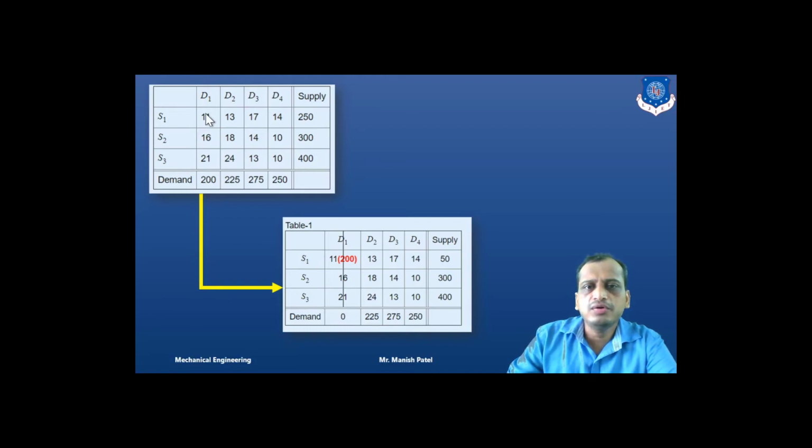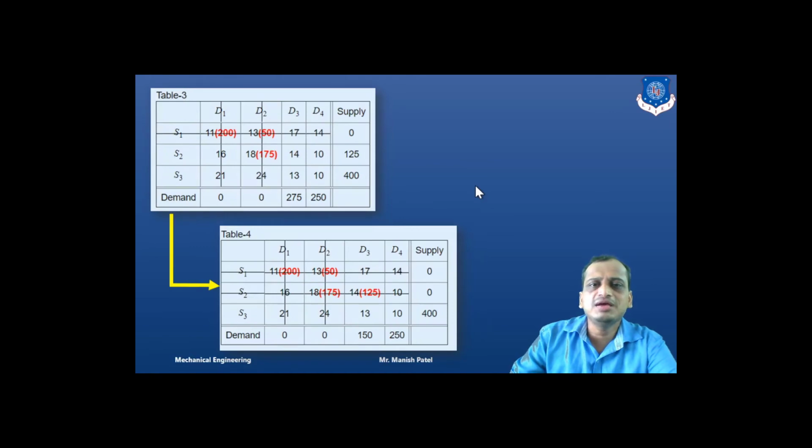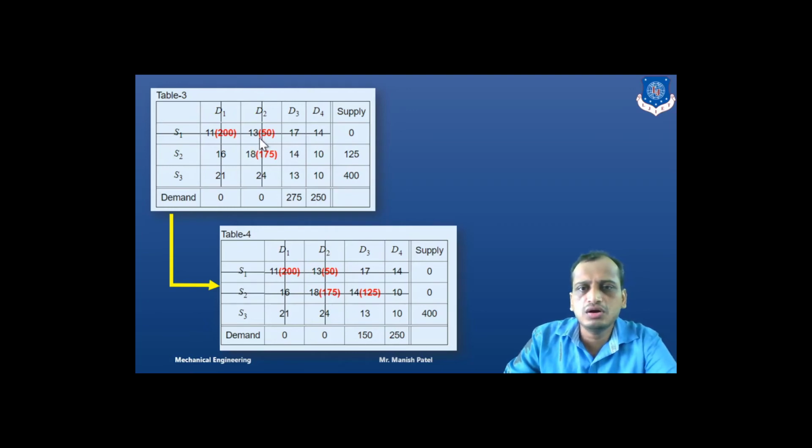Now once we have allocated 200, the demand is fulfilled here, so we will eliminate this column. We have eliminated this column. Clear? So what is the next step? Since this is eliminated, we will go to the next northwest corner. What is the next corner here? That is this one, 13.